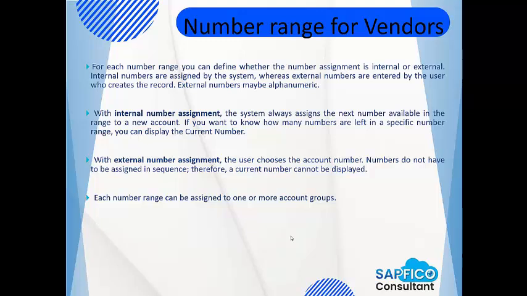So in the number range, we can define whether the number range is internal or external. If it's external, then the user has to assign the number. If it's internal, then the system will automatically assign the number. So each number range can be assigned to one or more groups. Okay, so a single number range can be assigned to one or more account groups, or you can have a different number range for each of the account groups.